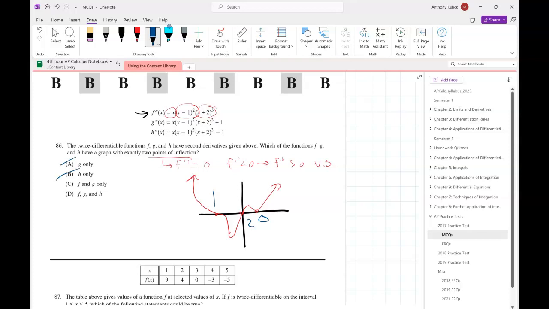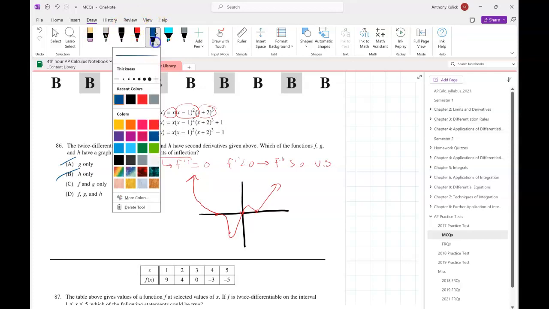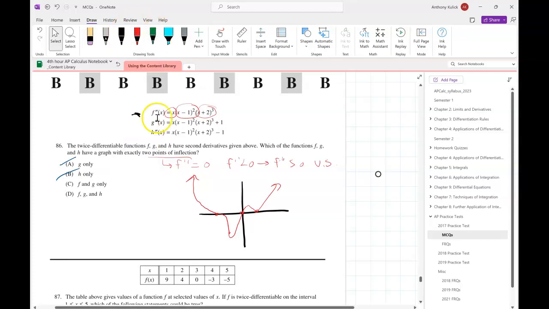I can dump those 2 right away because F was not included. Now, if I think about this, what's the difference between F and G? One starts up. Yeah, I've just shifted the entire graph up 1 unit, right?